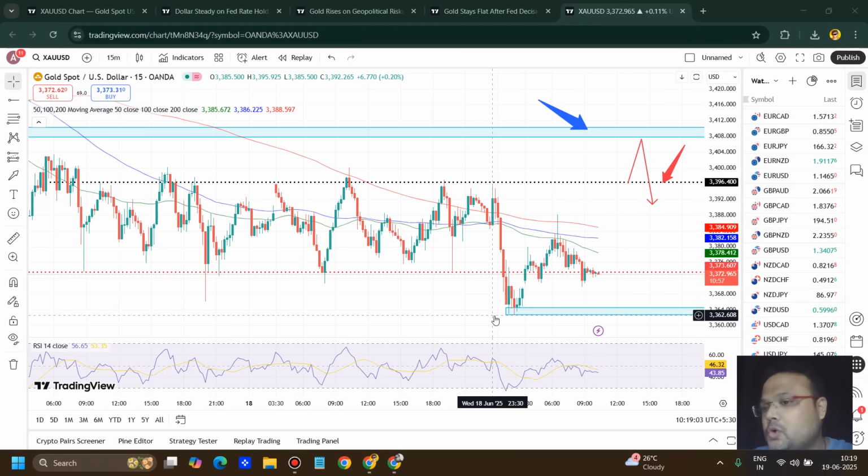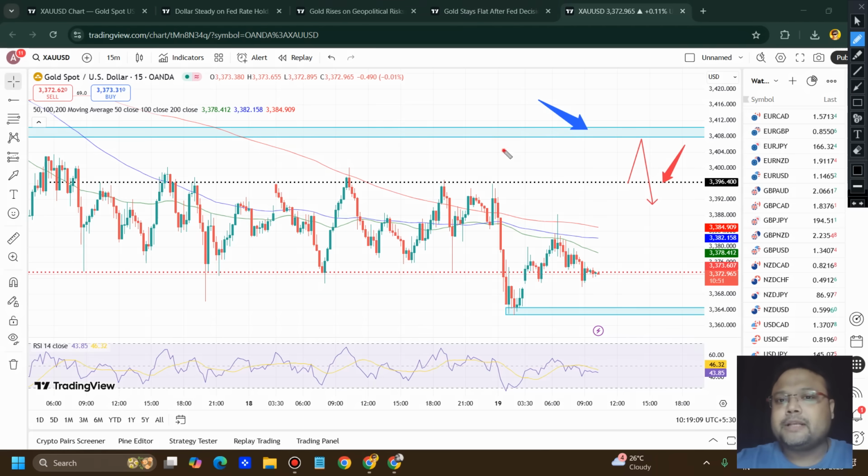So we can expect gold to take support only once. Yes, only once. Because technically, if you look at the market structure, then we can see the market is forming lower highs here. Lower highs is not a good sign.